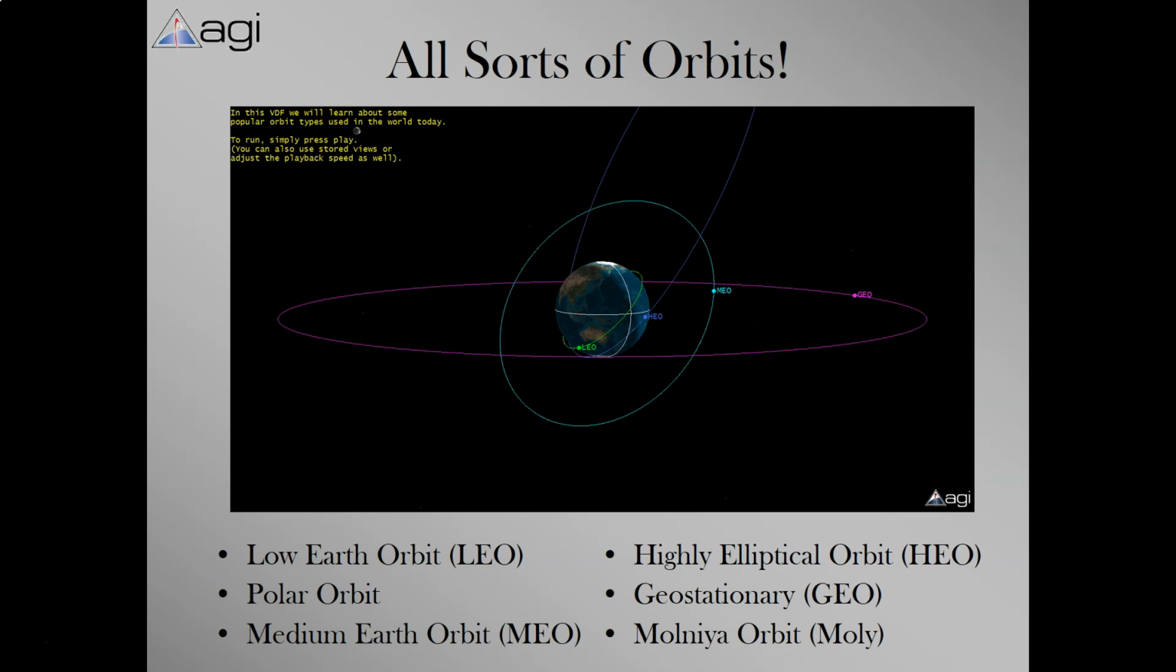There are 6 different types of orbits that we're going to discuss here: low Earth orbits, or LEO, polar orbits, medium Earth orbits, or MEOs, highly elliptical orbits, or HEOs, geostationary orbits, or GEOs, and a Molniya orbit, or MOLLE. I recommend pausing the video for a moment and taking a look at all of the different orbits in this image. Take a look at how they're laid out, where they're placed.